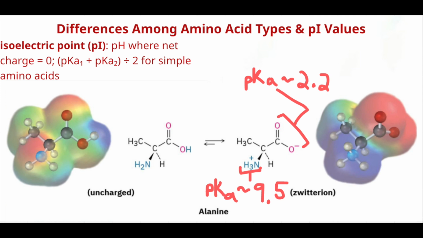Now there are differences among amino acid types and the pI values and how they're calculated. For neutral R groups, such as alanine, shown above, pI is roughly 5 to 6, because it's the average of the pKa, which is approximately 2.2 and 9.5 for the carboxyl group and amino group.